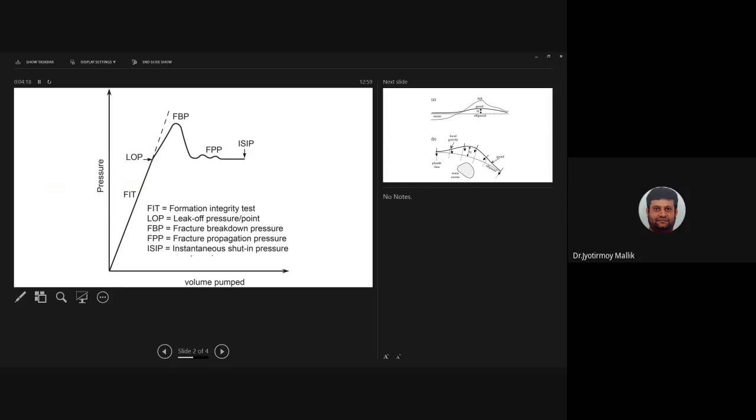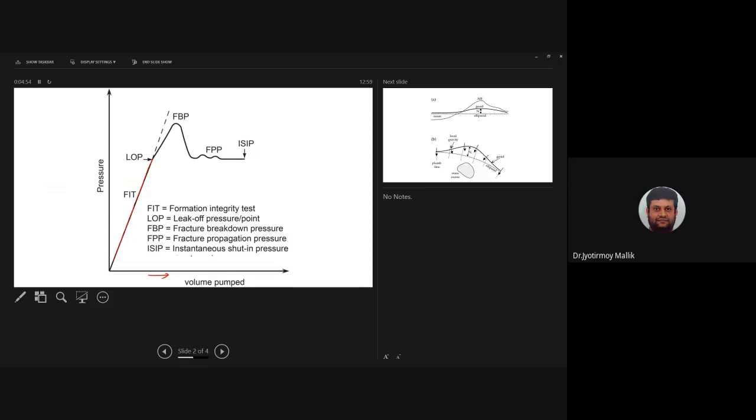What you can see here on the x-axis is the volume pumped. Because I have stopped the outflow, it's only the inflow that is happening. So I keep on increasing the drilling mud, and hence the pressure in the hole keeps on increasing. Till the elastic limit of the formation, the pressure will keep on increasing.